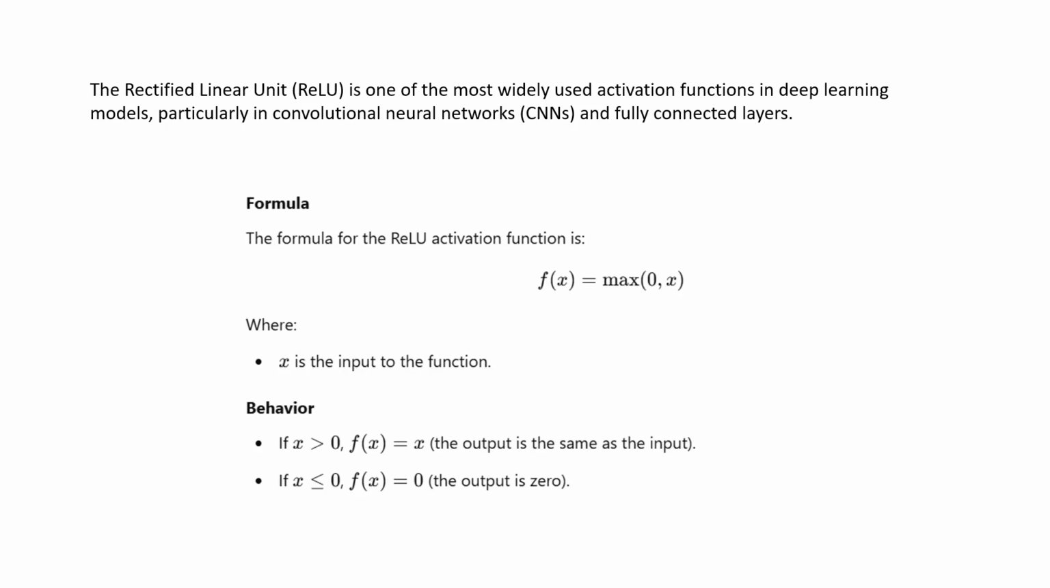So here's the formula. It's actually very simple. The function of x is equal to the max of 0 and x, or from 0 to x. So what does this mean? It's actually very simple and very straightforward. If the input x is greater than 0, ReLU says just keep it. And if x is less than or equal to 0, ReLU says, okay, let's make it 0.